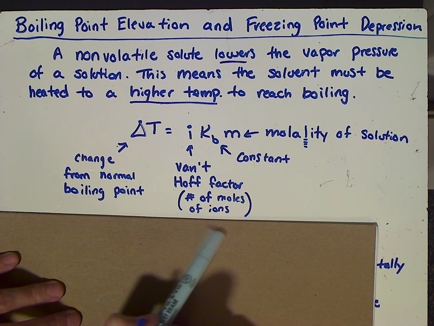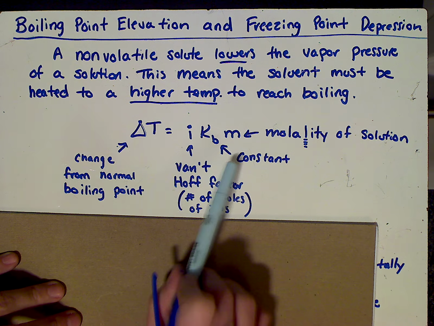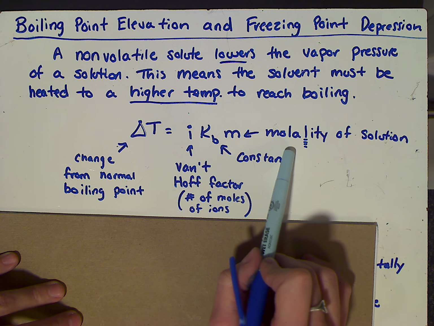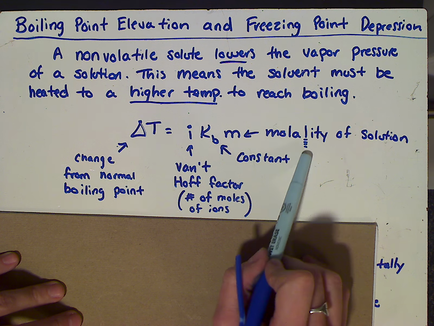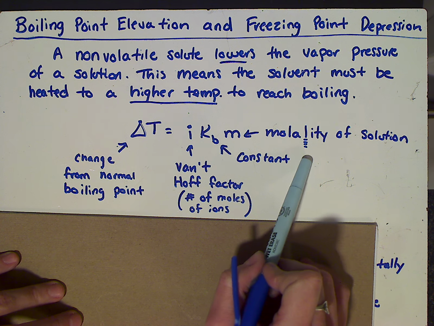It's the number of moles of ions that you get for your solute. Kb is just a constant specific to this equation, and then molality is the lowercase m. Molality, not molarity, but molality. Make sure you're paying attention to that L.